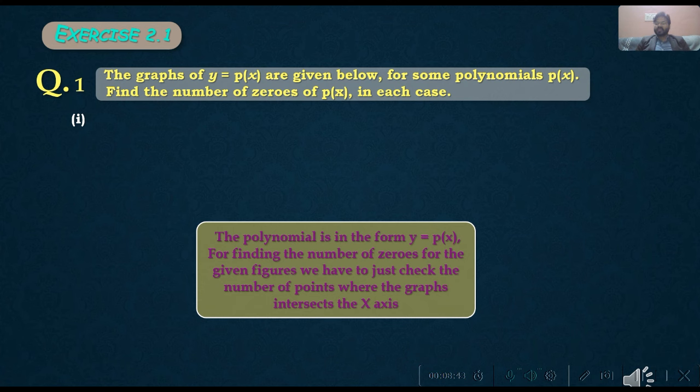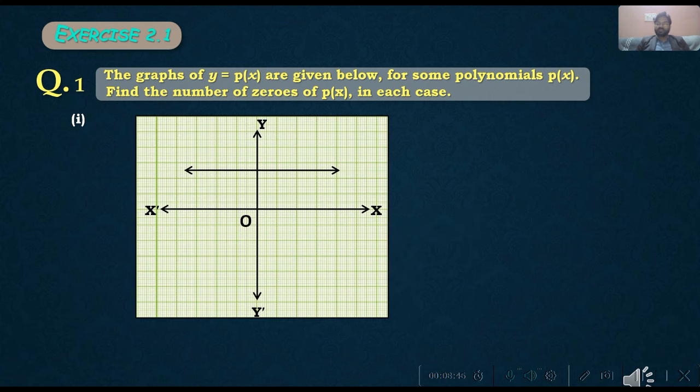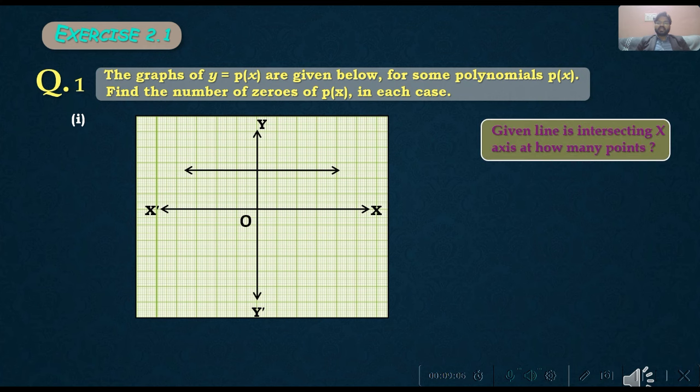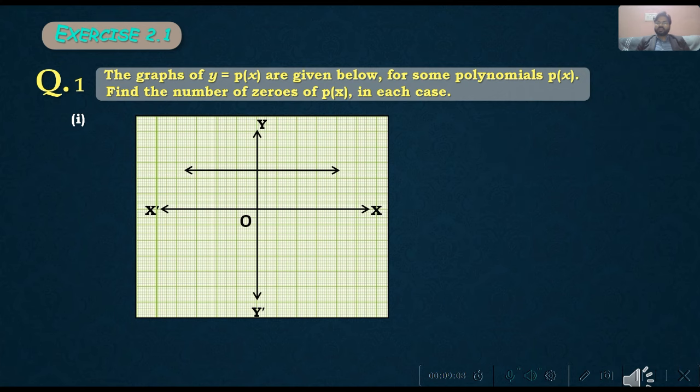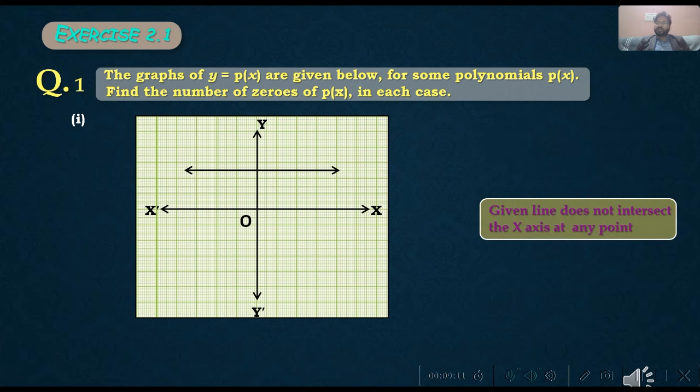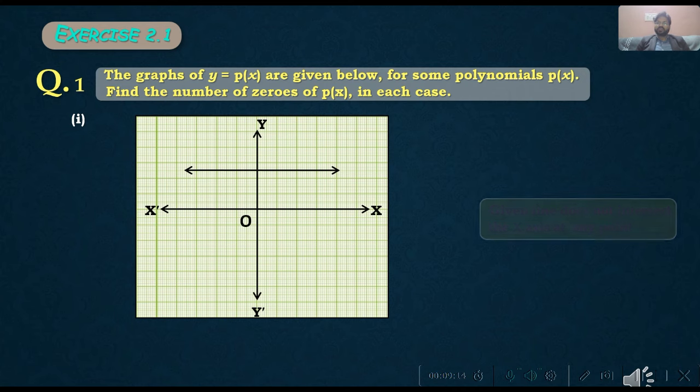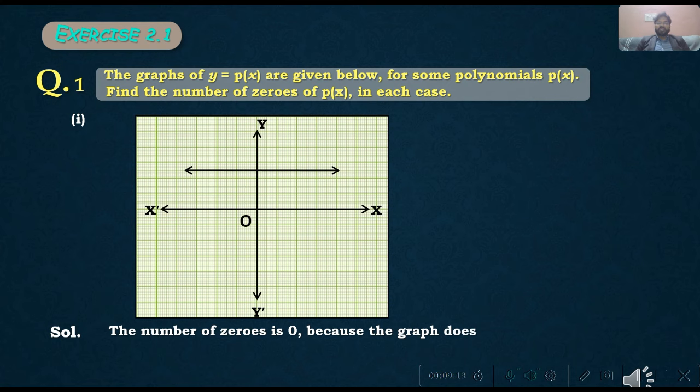अगर y = p(x) है तो x-axis पे कहाँ पे टच हो रहा है वो हमें काउंट करना है. अगर x = p(y) होता तो हम लोग y-axis पे कहाँ टच हो रहा है ग्राफ वो चेक करते. So y = p(x) means हमारा ग्राफ कहाँ पे टच हो रहा है, x यहाँ पे 0 पे टच हो रहा है. So the given line is intersecting the x axis at how many points? The given line does not intersect the x axis at any point. The number of zeros is 0 because the graph does not intersect the x axis at any point.